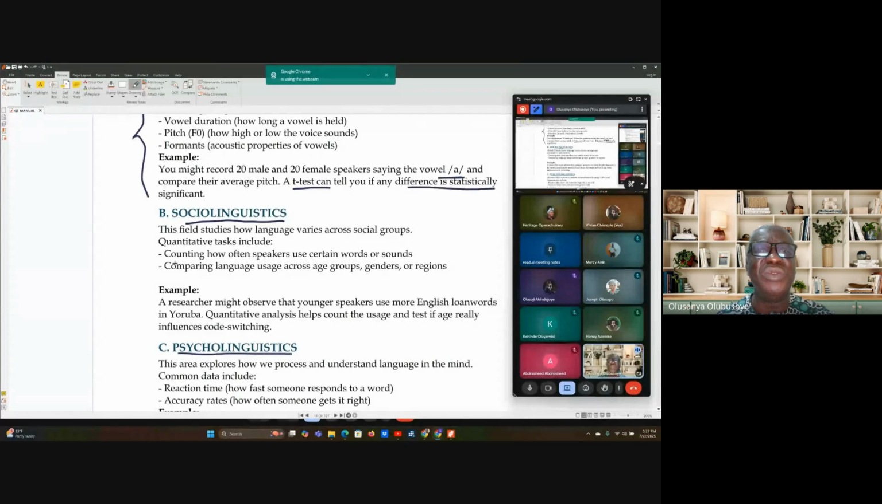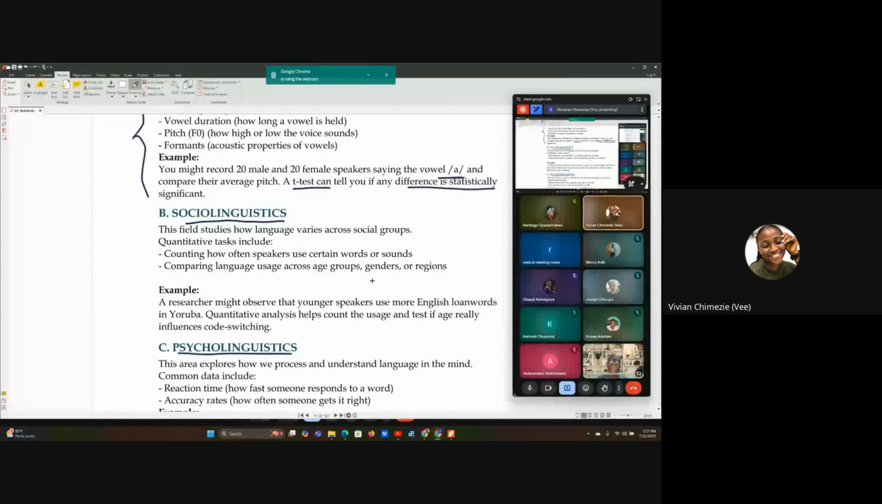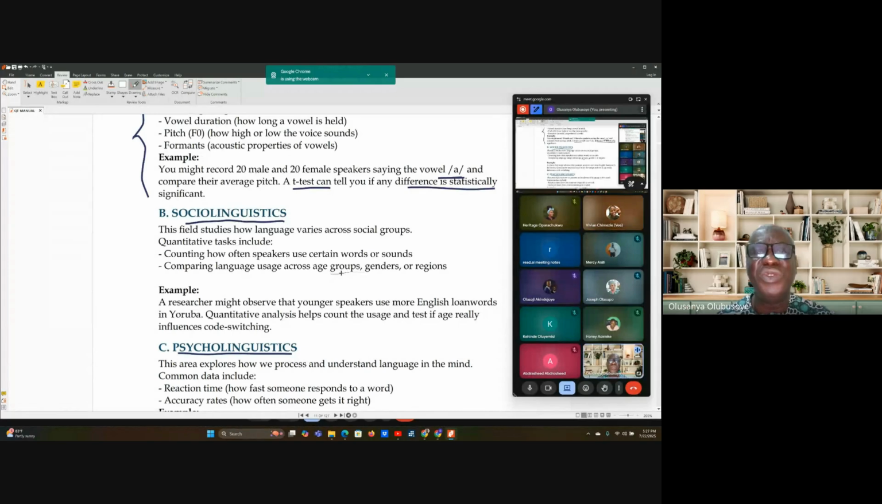Were you able to do comparison across... Yes, I did. Across six different regions. Two from each part: southern, western Igbo, and northern Igbo, something like that. So did you use statistics to analyze your data? I did.